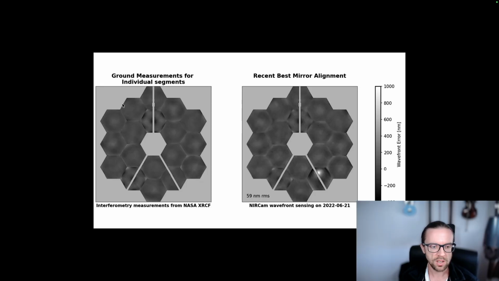On the left side we see the results from the laboratory, and on the right side we see a small white speck that indicates that the wave front of the light that is coming to the cells has an error of almost 1 micrometer, and this is due to an impact of a micrometeoroid.